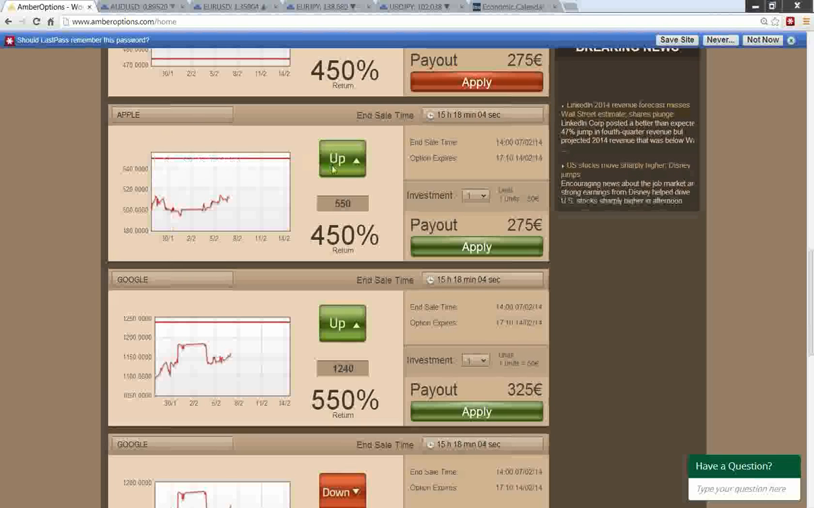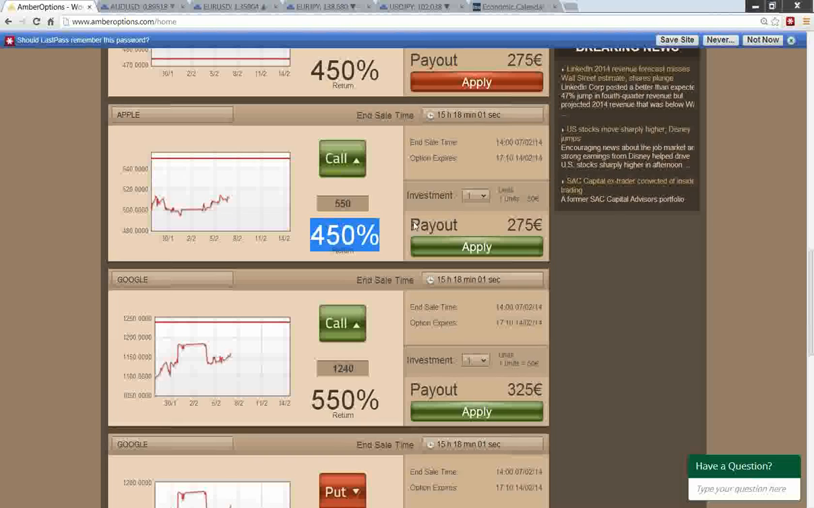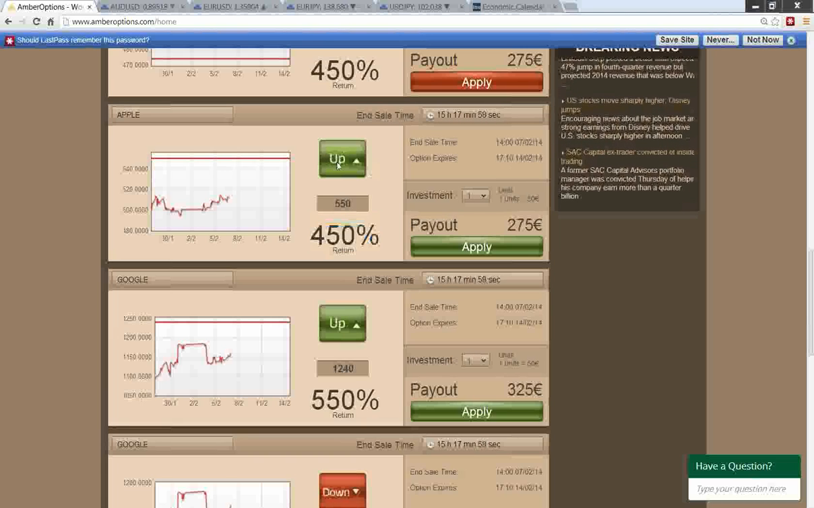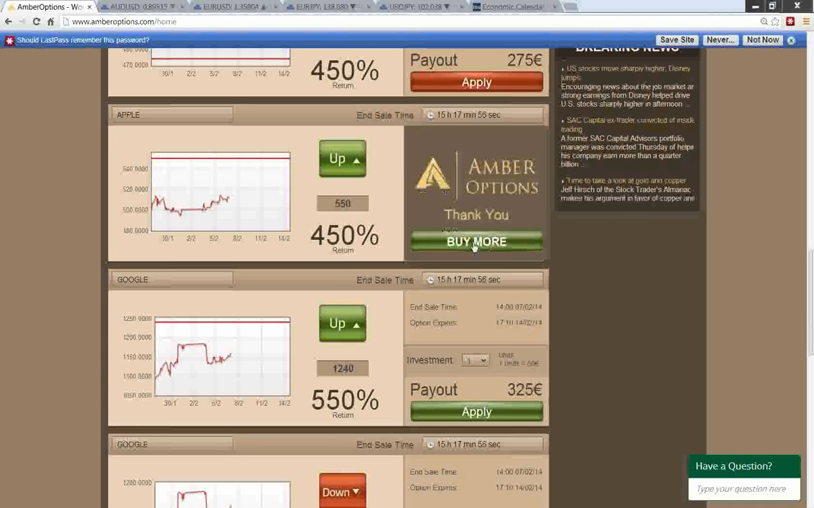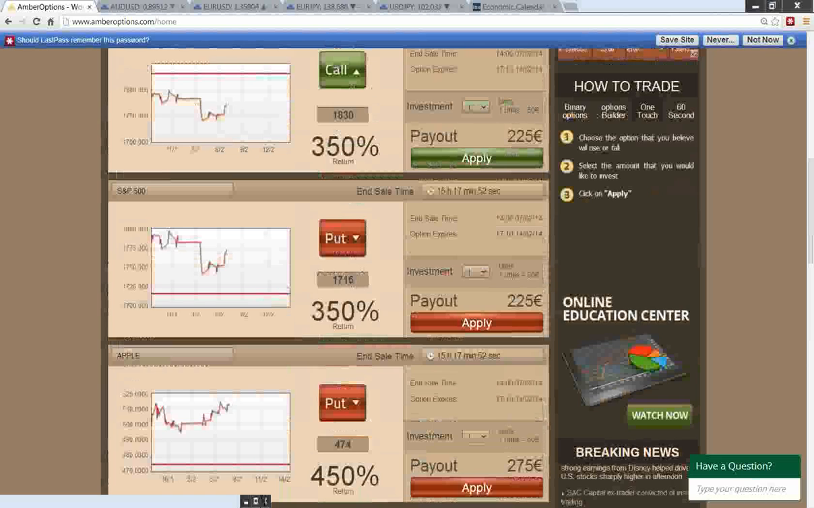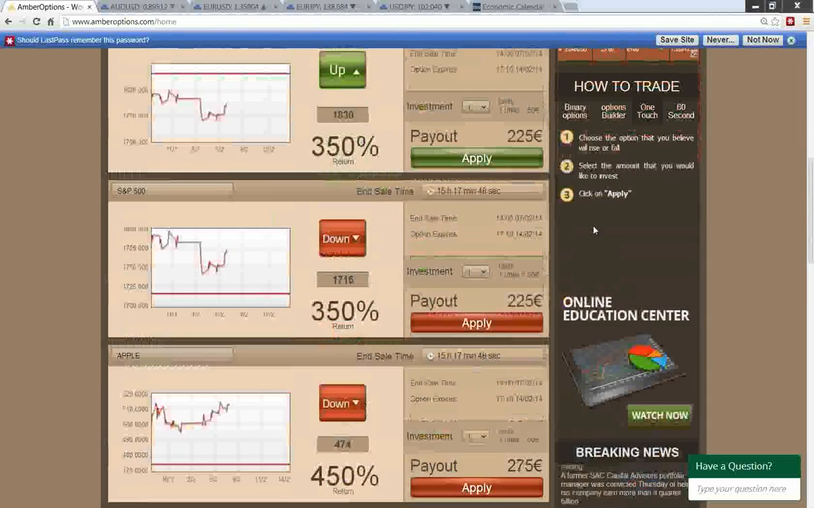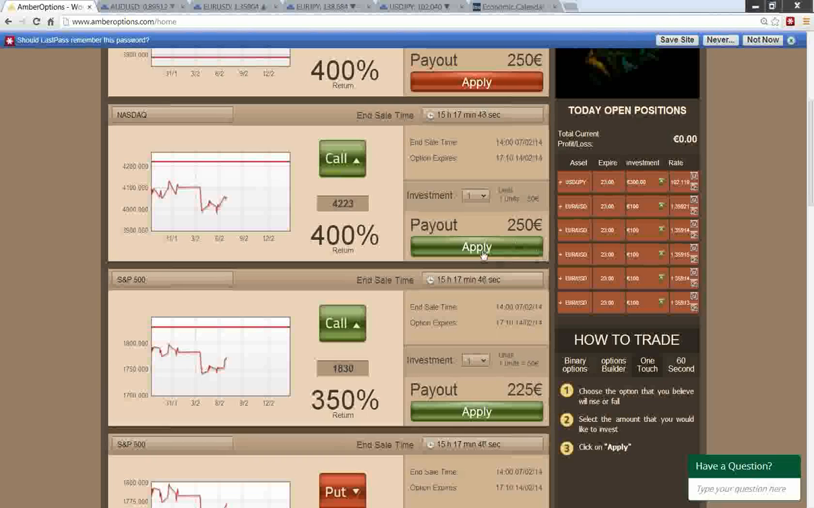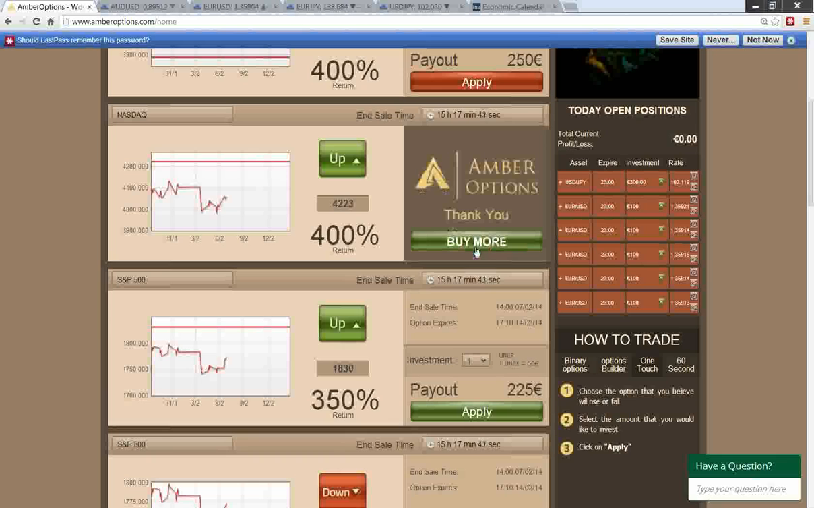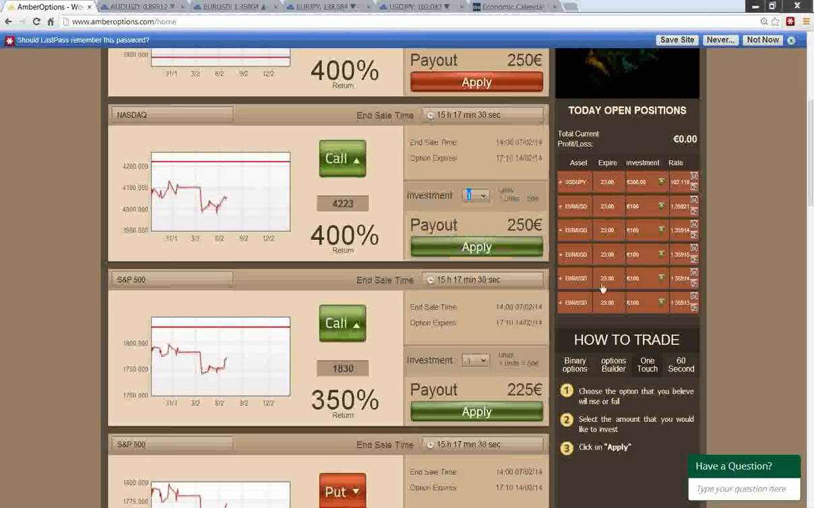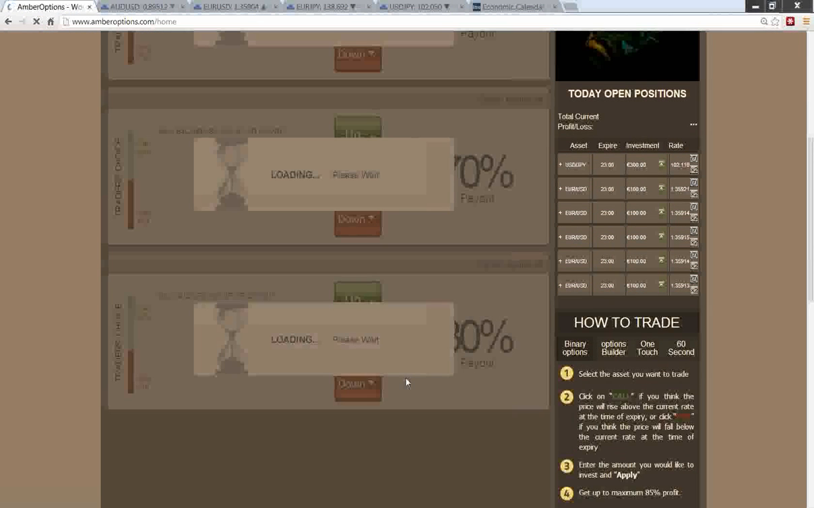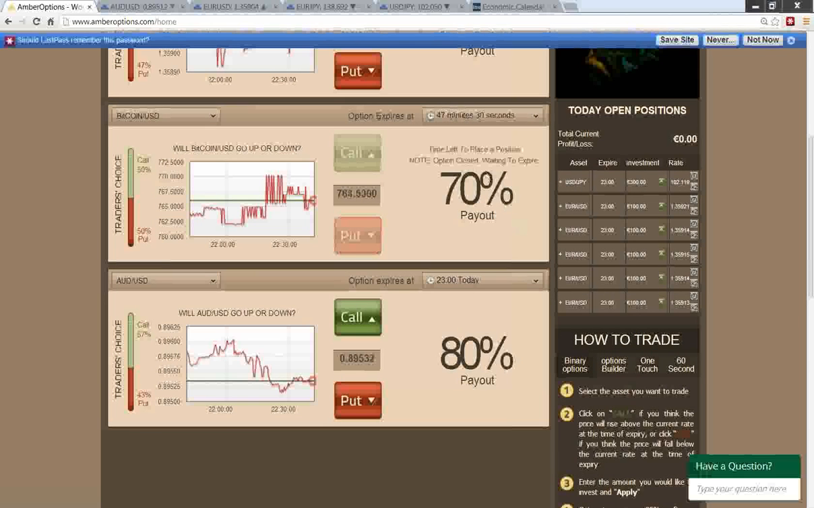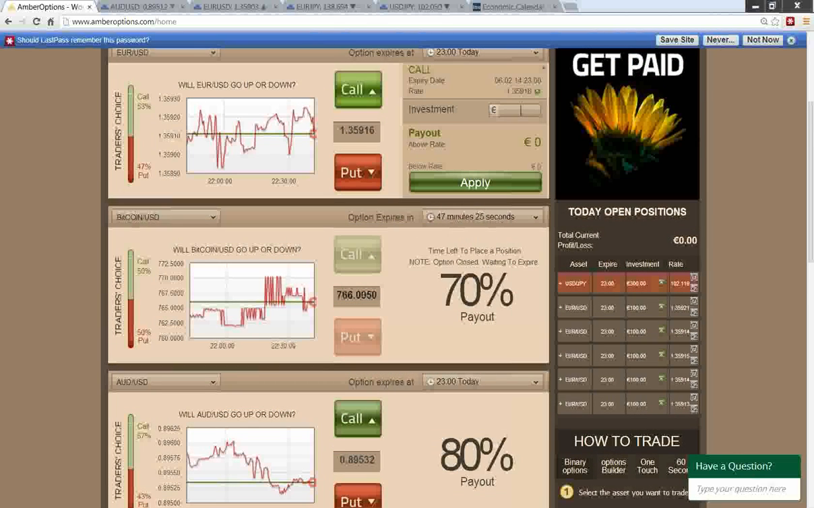Now, for example, let's see Apple. Let's try to predict that Apple will go up. Okay, 450% return. We go with 1 unit. So up, apply. Okay, apply it. Okay, Nasdaq 1. I think the option is suspended because of the low volumes as well. Let's try again.